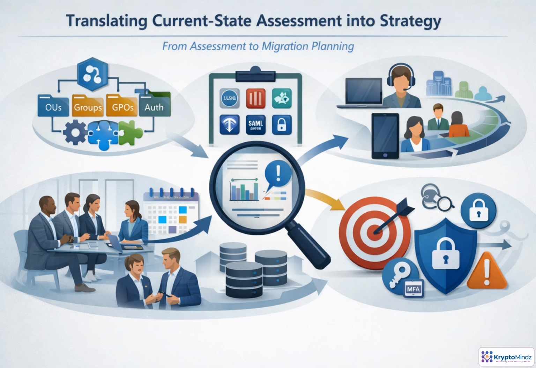The current state assessment is more than documentation. It becomes the evidence base for every migration decision. Directory objects, OUs, groups, GPOs, and authentication paths show where complexity and hidden dependencies exist. Application inventory identifies systems that still rely on LDAP, Kerberos, NTLM, SAML, OAuth, or OpenID Connect. User and device segmentation turns that evidence into pilot groups, migration waves, and support plans. Security findings then shape priorities such as MFA, privileged access controls, and legacy authentication cleanup. The result is a strategy grounded in facts, not assumptions.